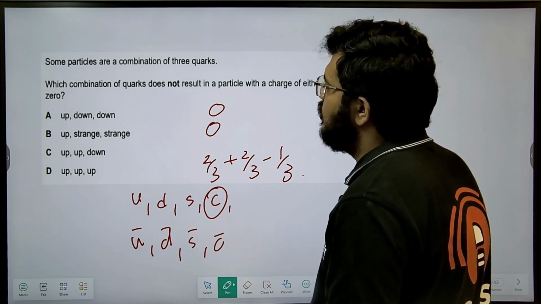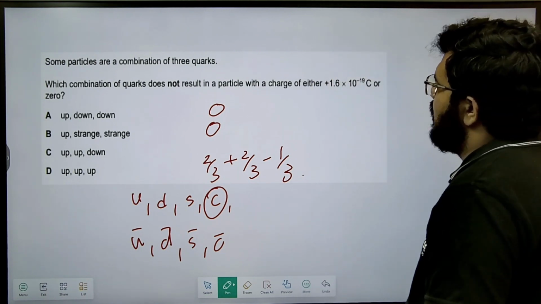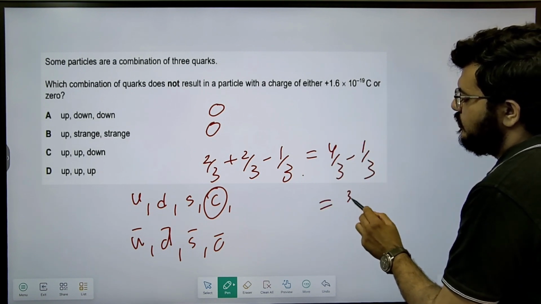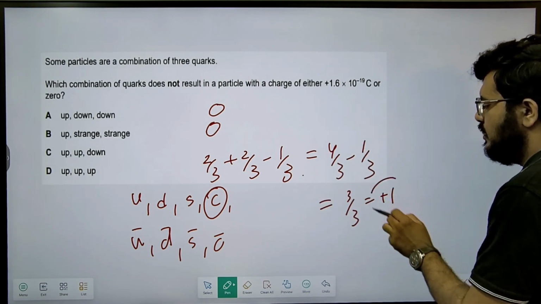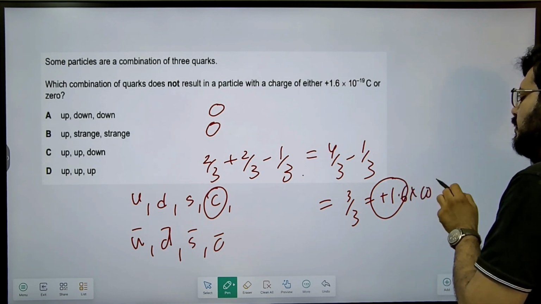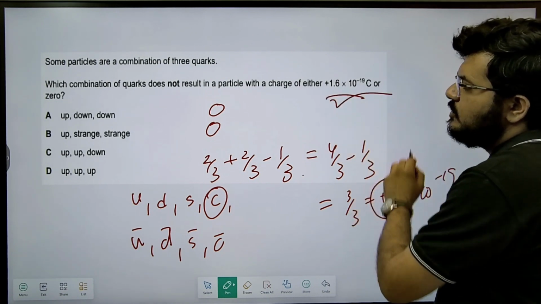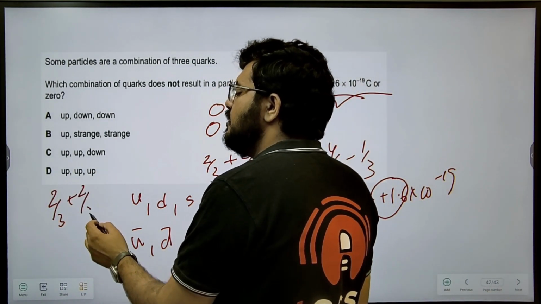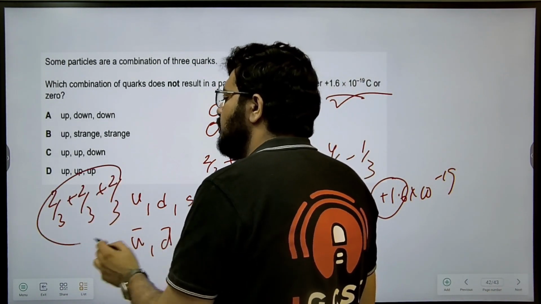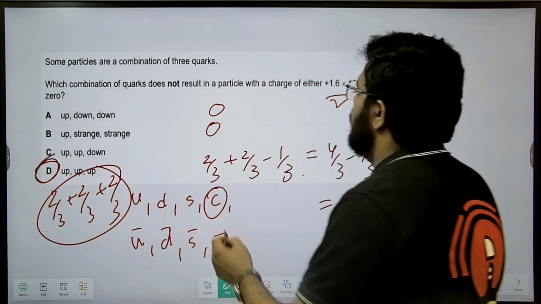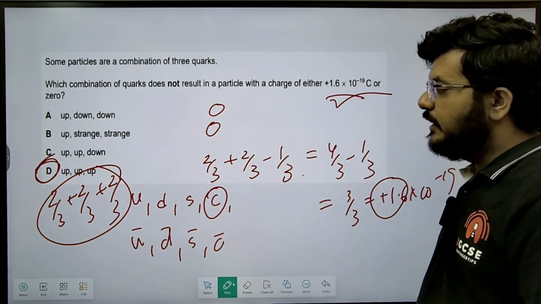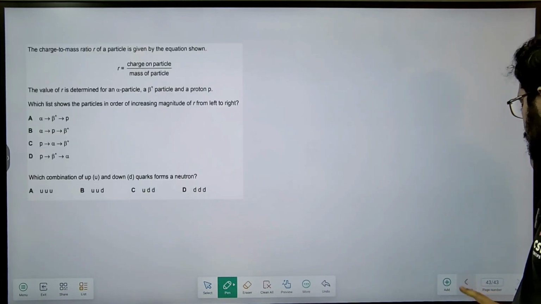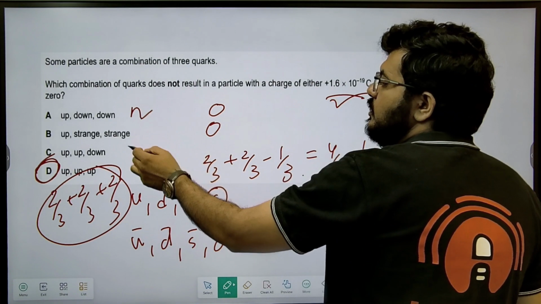Okay, so not a particle with either charge, so this will be 4 by 3 minus 1 by 3, which is equal to 3 by 3, which is equal to plus 1, which is 1.6 into 10 to the power minus 19. So that is your condition, so it's okay. Up, up, up will be 2 by 3 plus 2 by 3 plus 2 by 3. This will be neither, so option D is your answer. Also up, down, down, that's your neutron, and this is your proton.